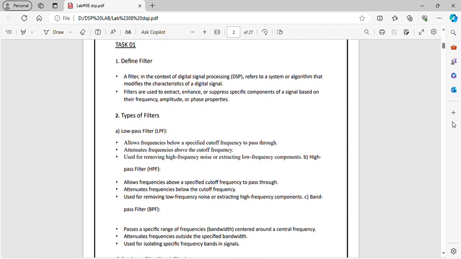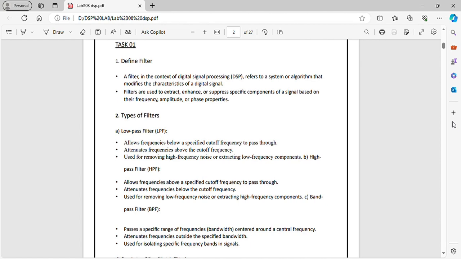The second point is types of filters. The low pass filter allows frequencies below a specific cutoff frequency to pass through and attenuates frequencies above the cutoff frequency. It is used for removing high frequency noise or extracting low frequency components.